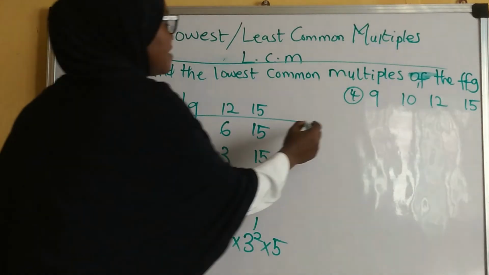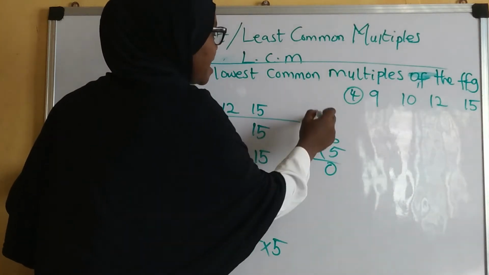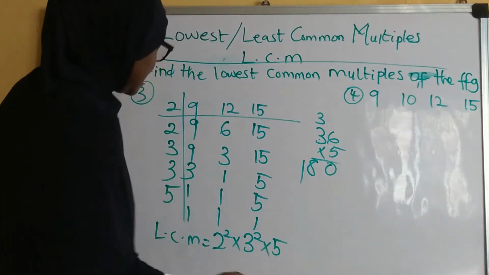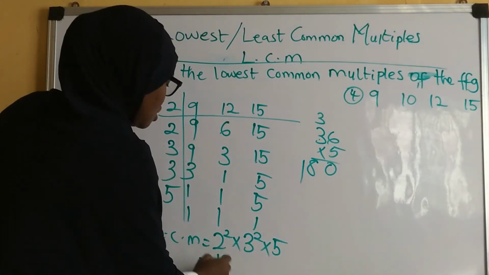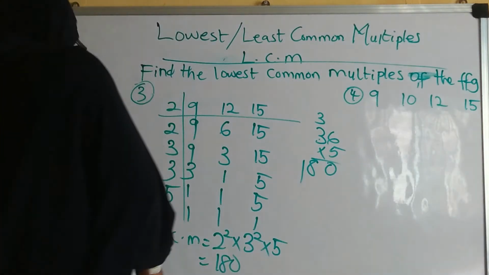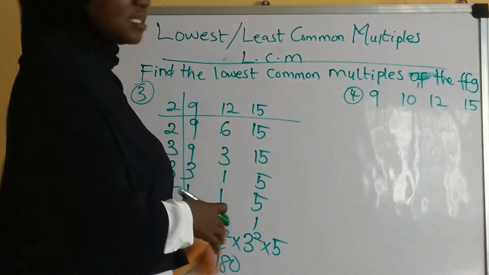Let's see what 36 times 5 gives us. 5 times 6 is 30. I have 3. 5 times 3 is 15 plus 3, that's 18. So I have 180. So the LCM for this is what? 180. Now let's look at the next example, which happens to be the last example of this lesson.